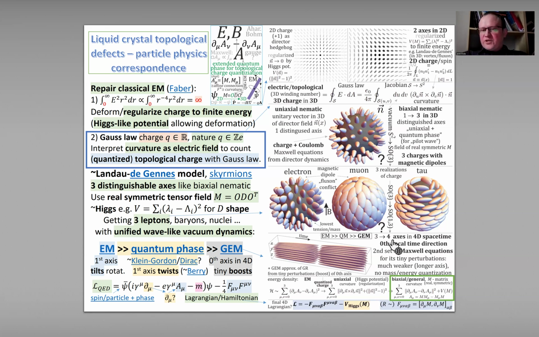We can go to 4 dimensions, so then add boosts to the rotations. So now with our three different axes, we get a fourth axis, also a very long axis in the temporal direction. It is much more difficult from an energy perspective to rotate this fourth, temporal axis. We will get the second set of Maxwell equations, but now for the gravito-electromagnetic approximation of general relativity. So we also get gravity this way by going from a 3-dimensional to a 4-dimensional situation.